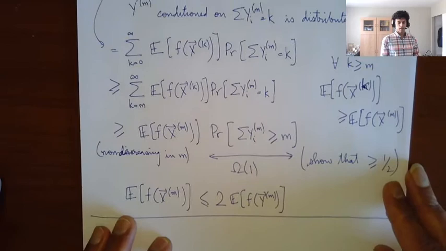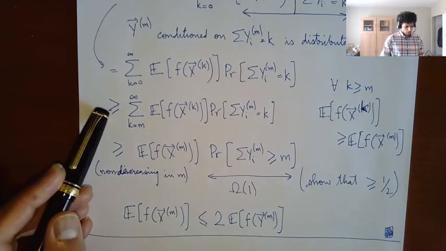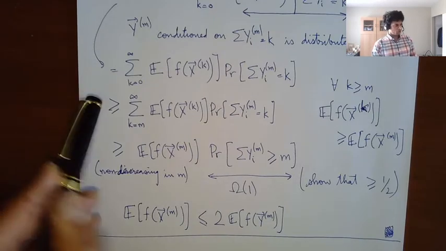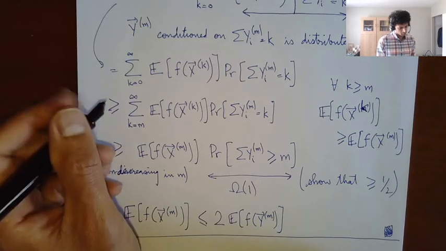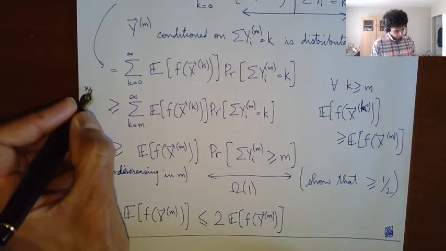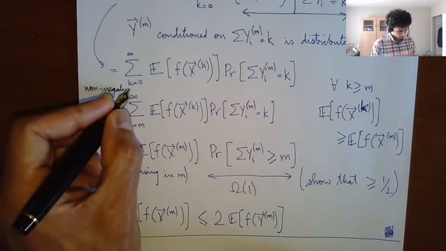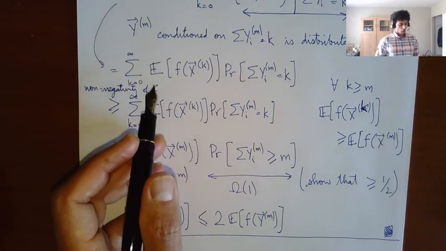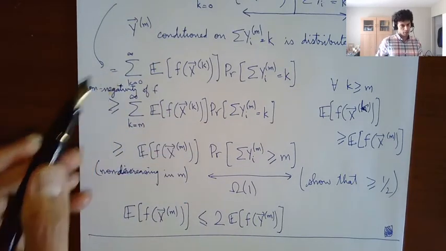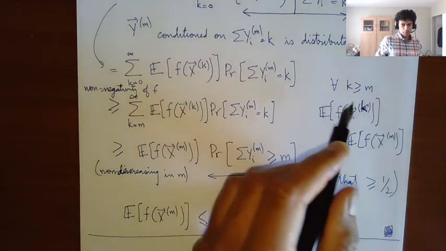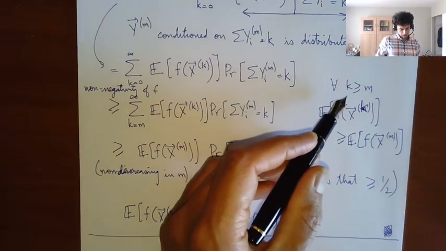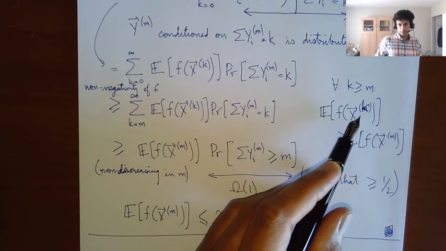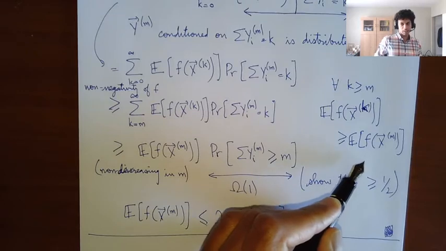Maybe I'll just say again for the record that the first inequality in this proof just comes by truncation, just dropping out some of the terms. Again, I should be clear over here that I'm using the non-negativity of f. So the non-negativity of f allows me to basically truncate the summation, and then in the second part I use the non-decreasing behavior by just saying for all k greater than m, the expectation of f of xk is at least the expectation of f of xm.